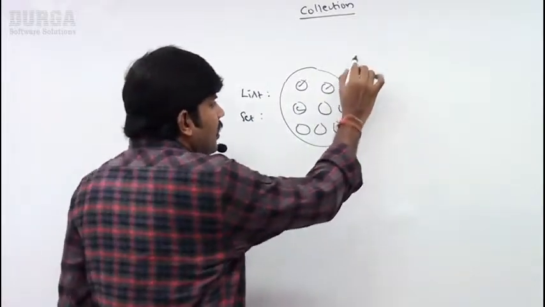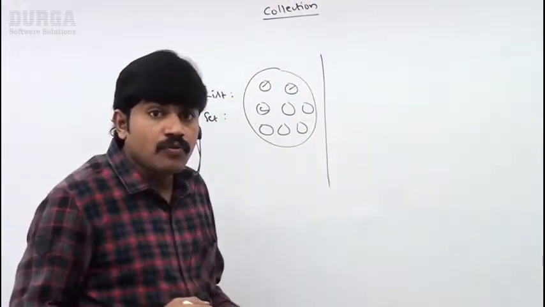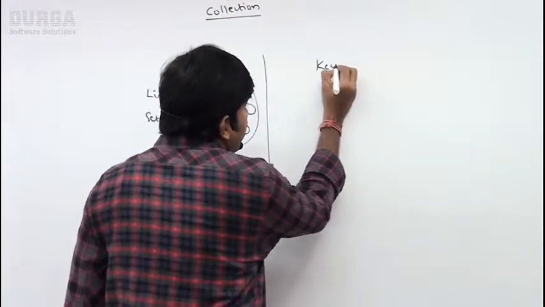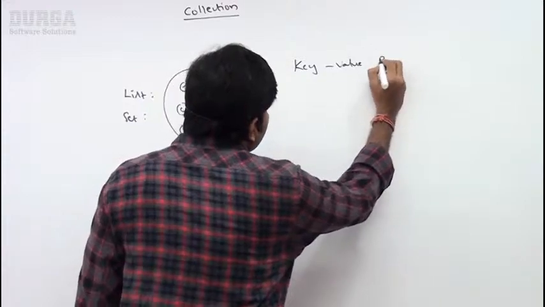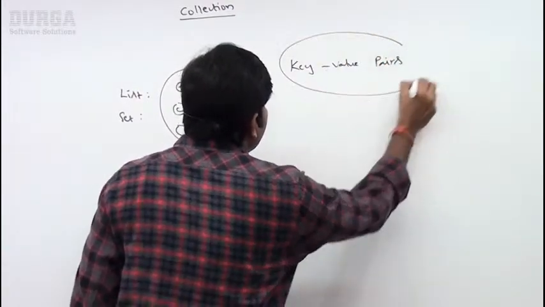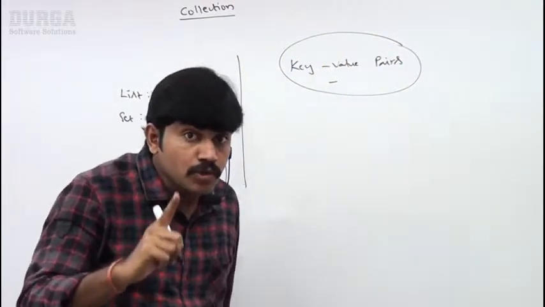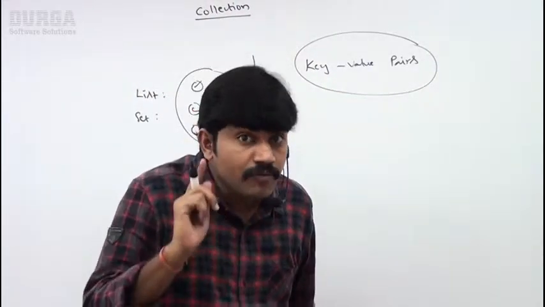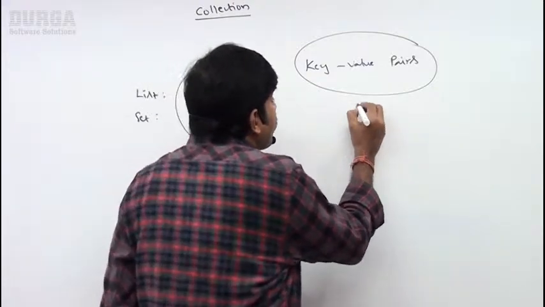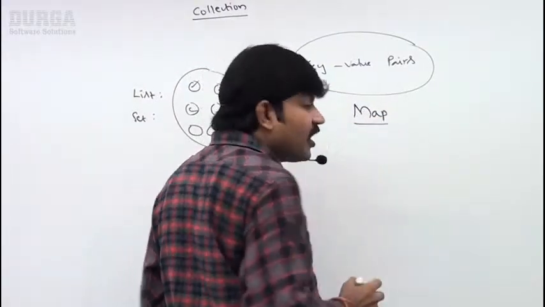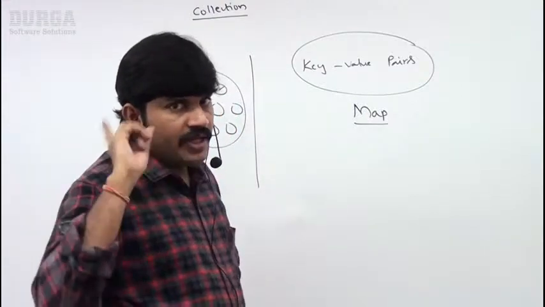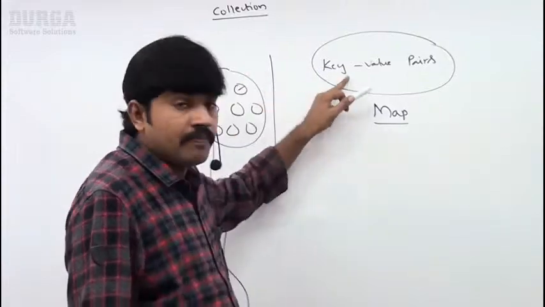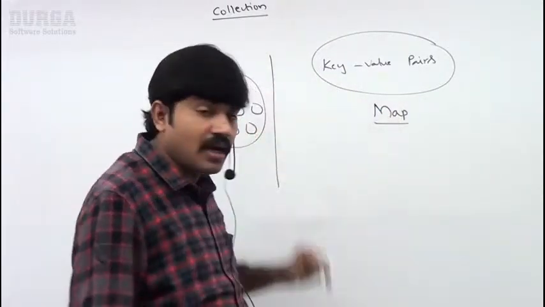But sometimes my requirement is I want to represent a group of objects as key value pairs. Are you getting? I want to represent a group of objects as key value pairs. If you want to represent a group of objects as key value pairs, then we should go for the map concept. Very, very important question for the interview room: what is the difference between list and a map, or set and a map, or collection and a map?